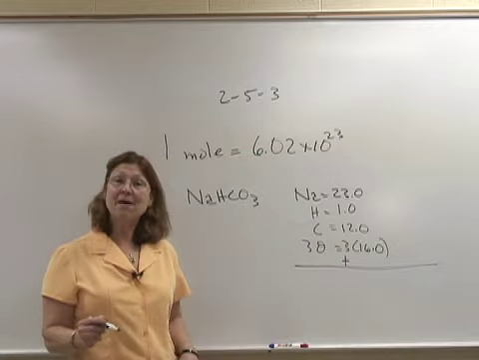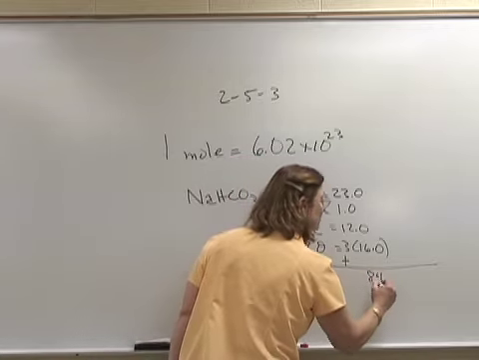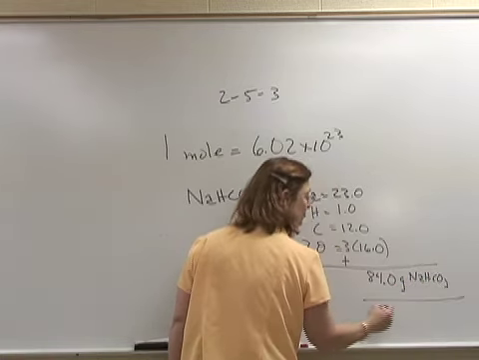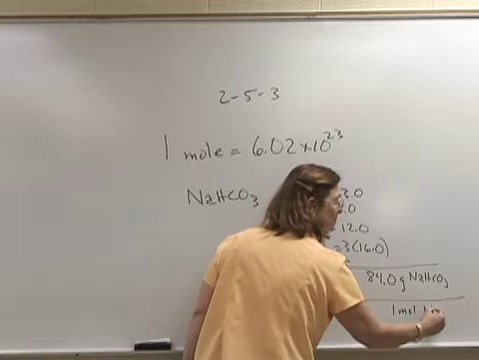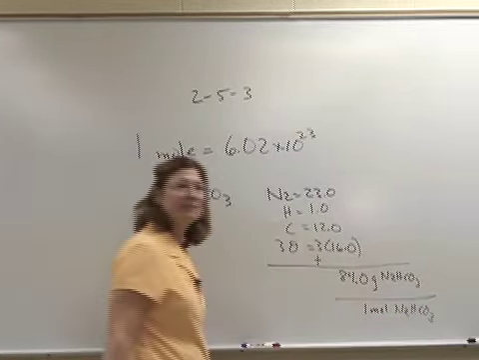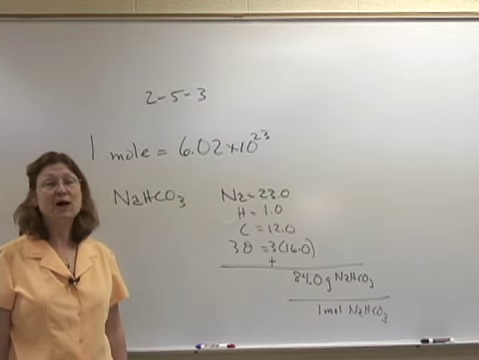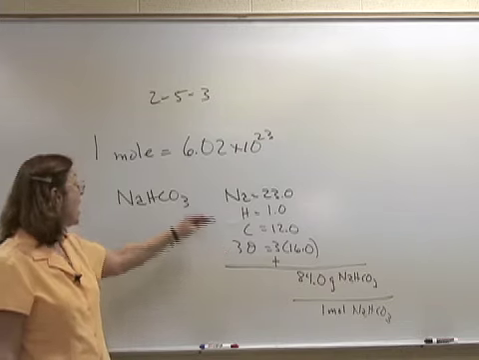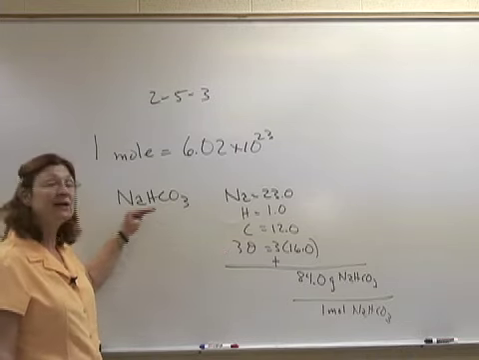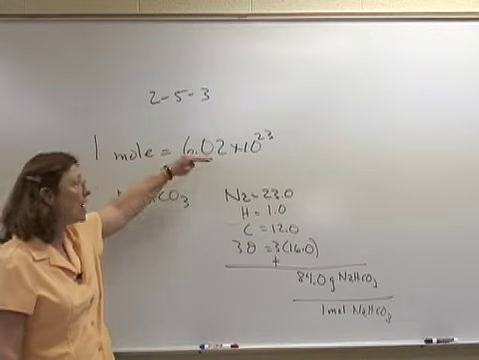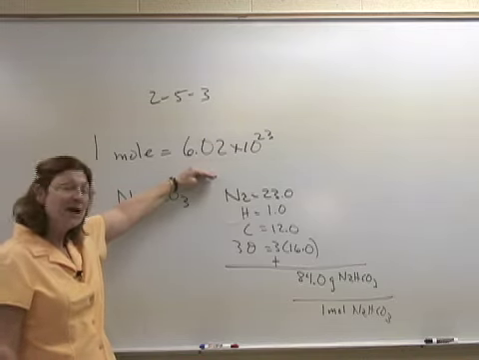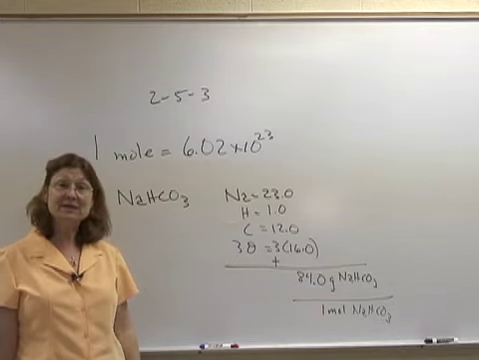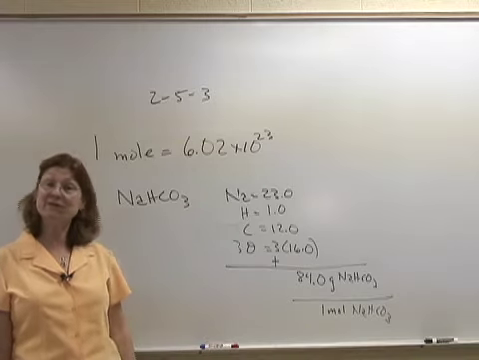And when I add them all up, I get 84.0 grams of sodium bicarbonate is equal to 1 mole of sodium bicarbonate. Now, this is a very, very important concept, that when I add up the AMUs on the periodic chart, I will actually get how many grams it takes to get exactly Avogadro's number of particles for this compound. And therefore, every compound is different, and the mass of different elements is different.